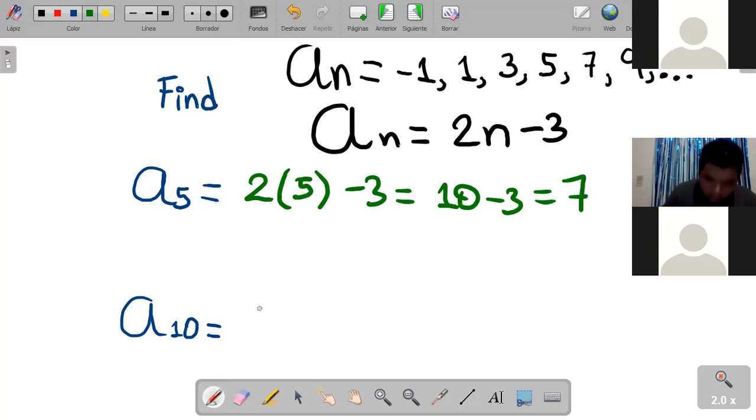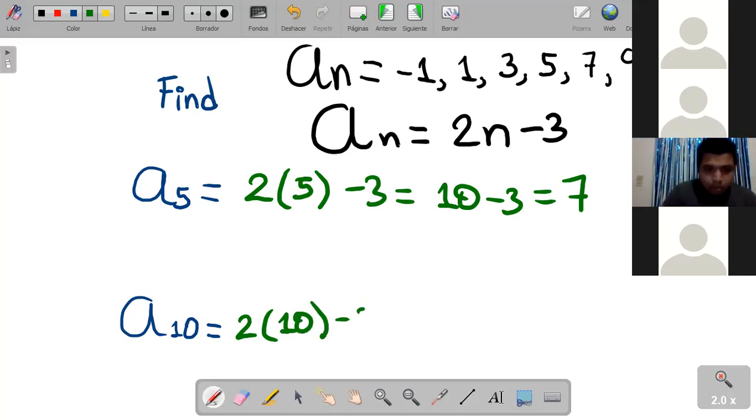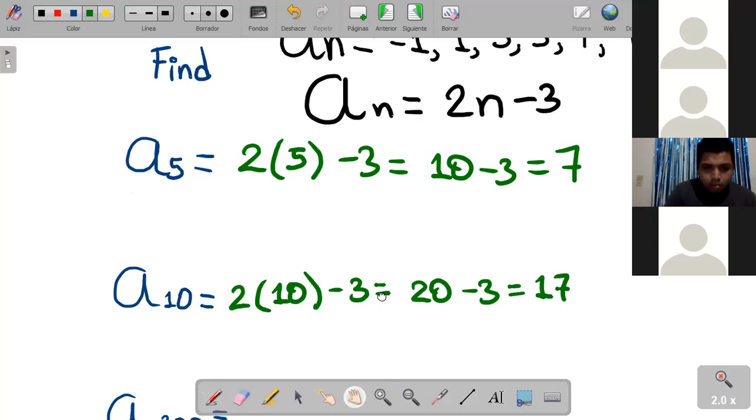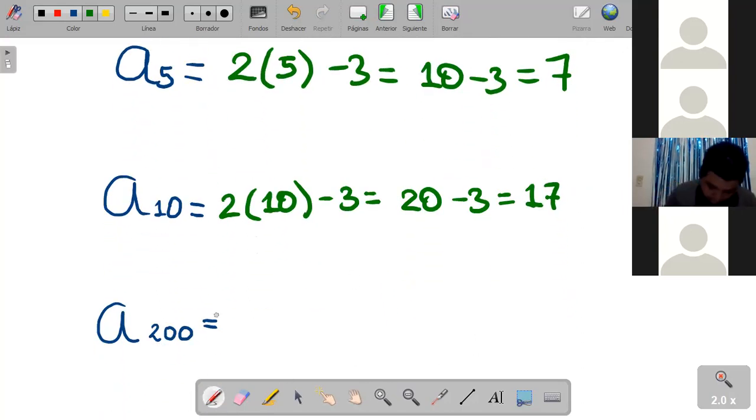Let's find out the 10th. We can continue counting, of course, but it's not going to be a good idea. What do you say? 2 times 10 minus 3 equals 20 minus 3, 17. Amazing. And you're going to see that this is going to be useful.